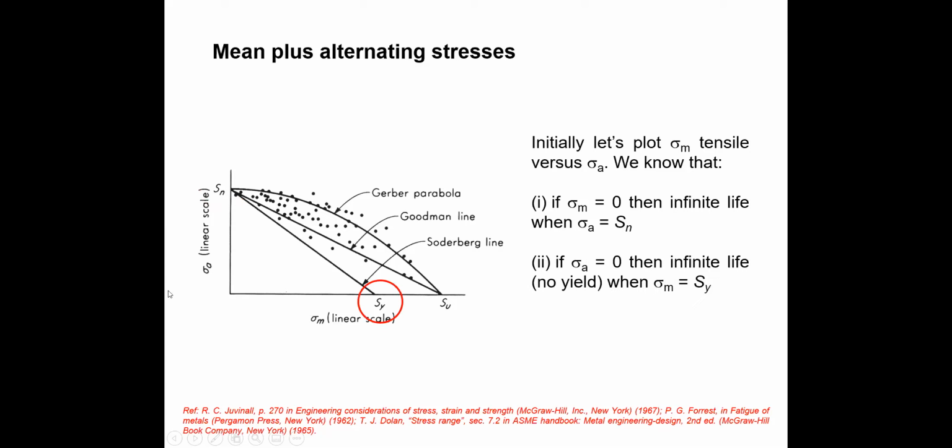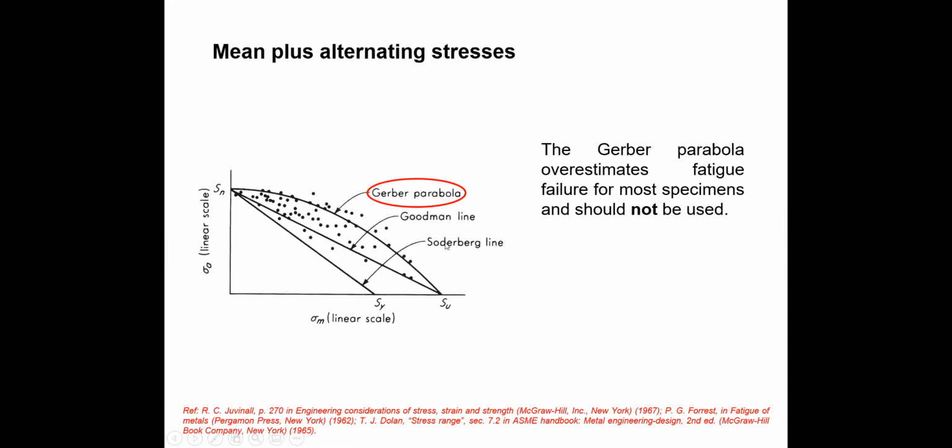And if sigma A equals 0, I already explained that one. It will not yield until this point. After that there is a yield, the maximum point is reached, and it will break, and the fracture will happen. But when you apply sigma A and sigma M together, you can't get this particular nature or that particular nature. It is in between these two. So these three persons explained three methods to analyze this. Gerber parabola.